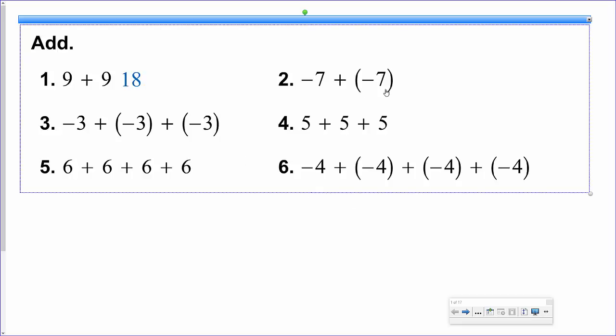So if we look here, I have 18, negative 14, negative 9, 15, 24, and then negative 16. And again, you could just group these. So 2 times 9 is 18. Negative 7 times 2 is negative 14. Negative 3 times, there's 3 of them, right? So negative 3 times 3 is negative 9. 5 times 3 is 15. 6 times 4 is 24. And negative 4, how many of them are there? 1, 2, 3, 4. So 4 times negative 4 is negative 16.